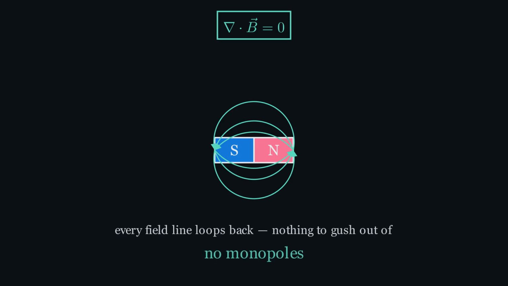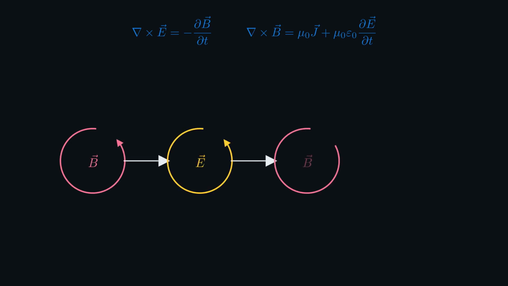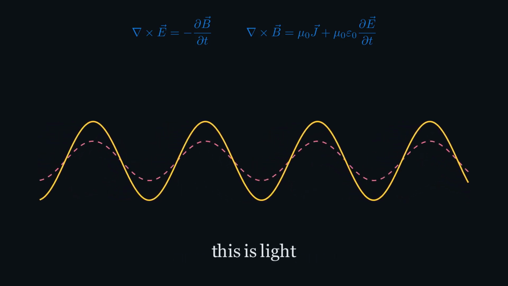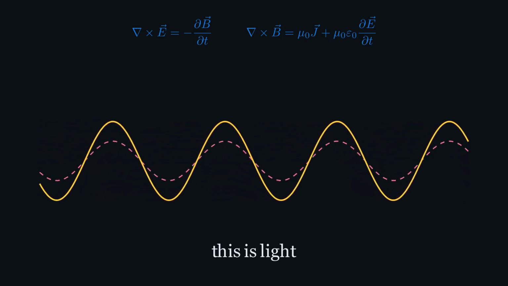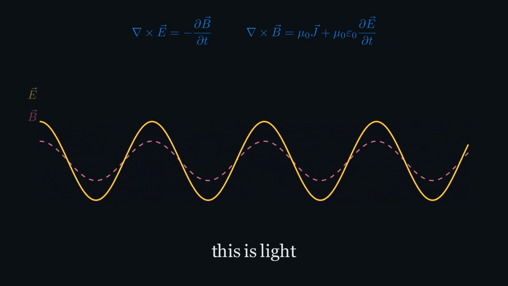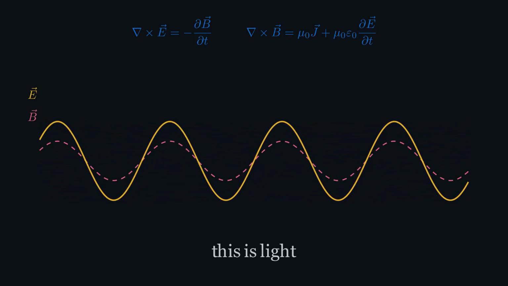And that single fact is the entire reason there's no such thing as a magnetic monopole, no isolated North Pole, because 0 divergence means no sources, no faucets, nothing for the field to gush out of. And the curl equations say a changing magnetic field twists up an electric one and vice versa, which is, no exaggeration, light. That mutual twisting propagating through space is a radio wave, is the glow off your screen right now.